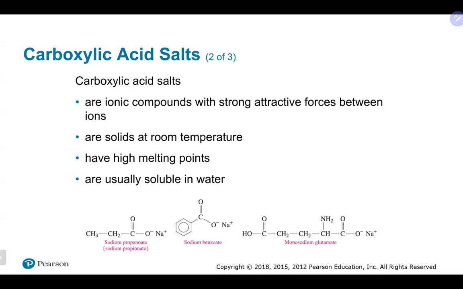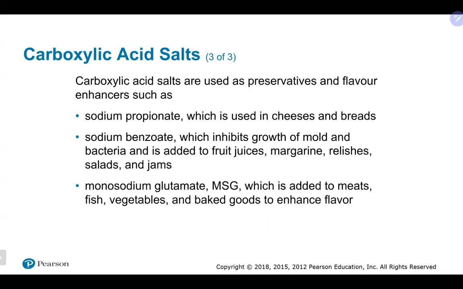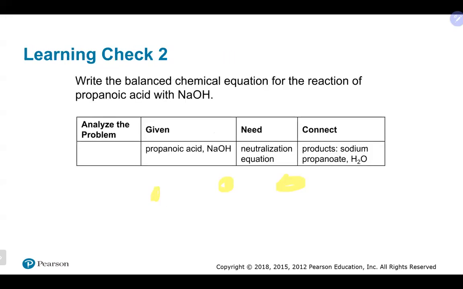All right. Carboxylic acid salts are really ionic compounds, and they're solid at room temperatures. They have high melting points, and they're usually soluble in water. As I mentioned earlier, they are oftentimes used as preservatives. All right. So if we were to look at what would happen here with propanoic acid, we would start with our three carbons.